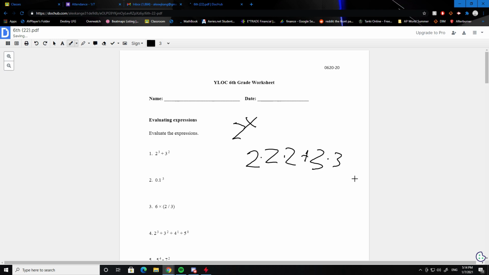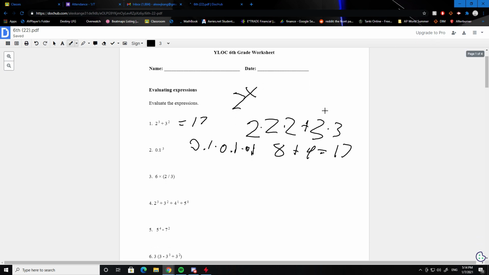Here, the question is pretty much this. So you just want to multiply it out. So 2 times 2 is 4, 4 times 2 is 8, so 8 plus 3 times 3 is 9. This is 17. And again, same thing here. Shouldn't be a problem. 0.1 times 0.1 times 0.1. I'm not gonna do it right now because I don't have a calculator on hand, and I don't really feel like doing it.